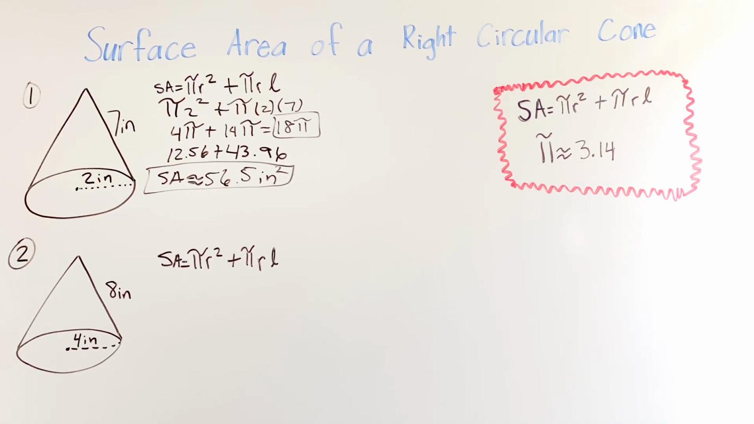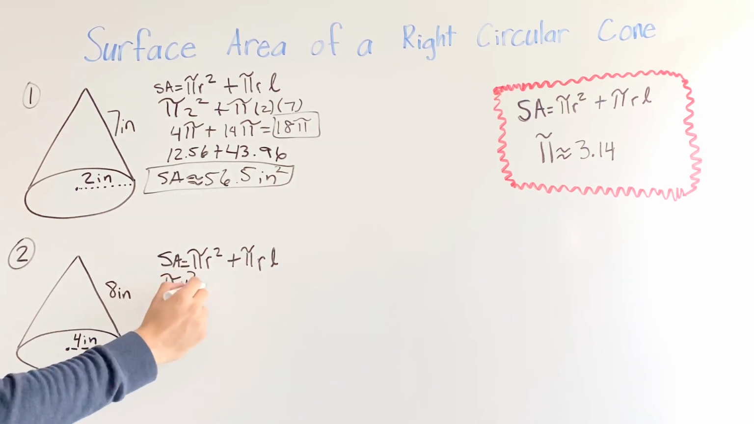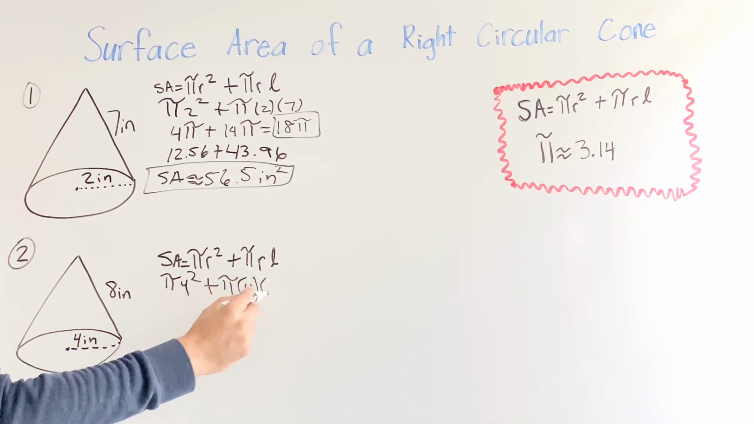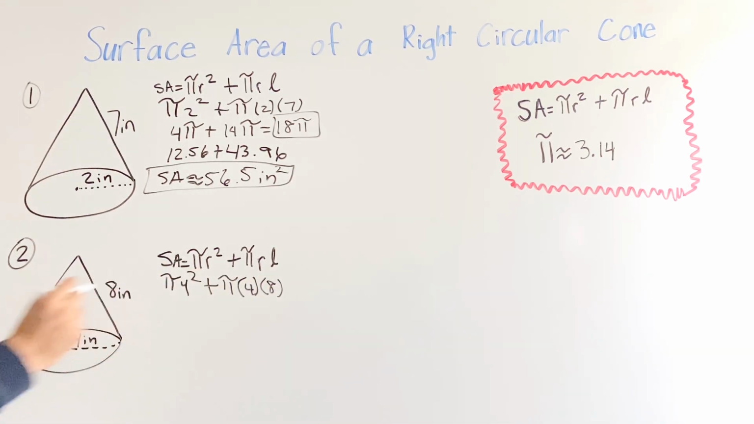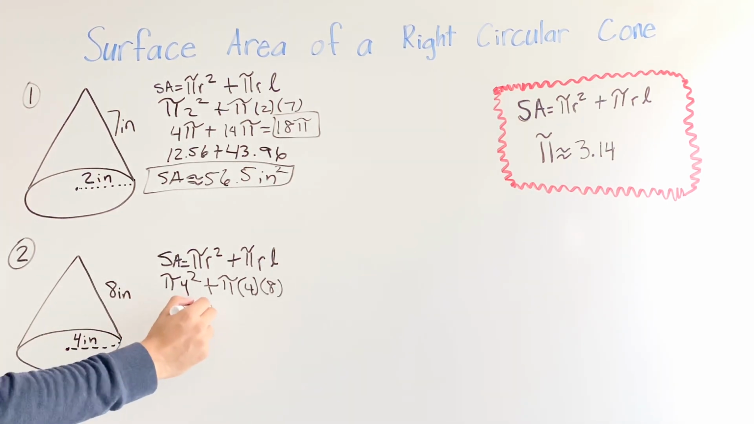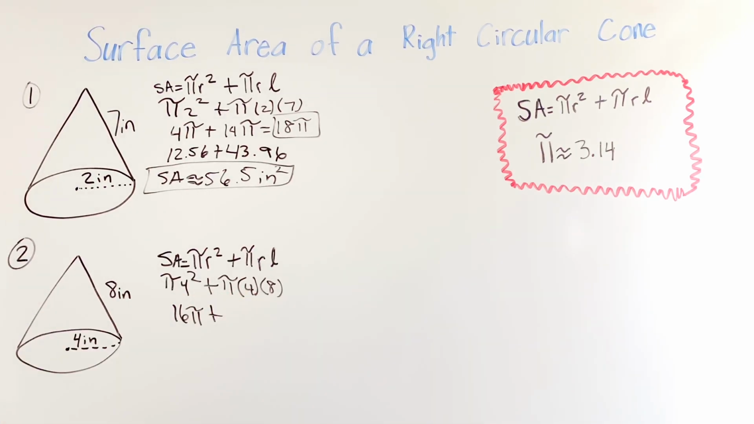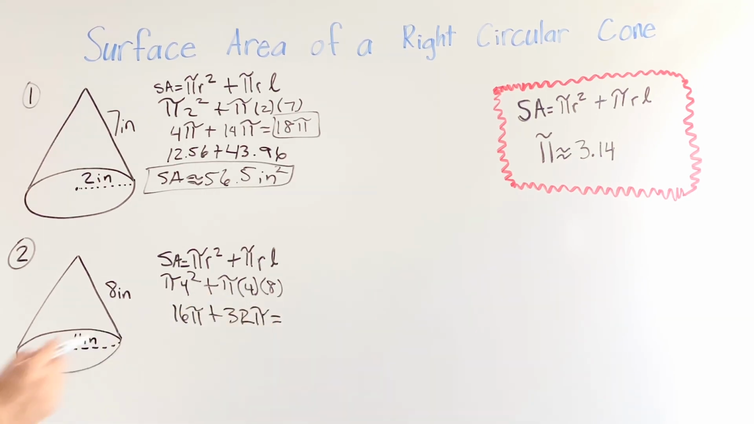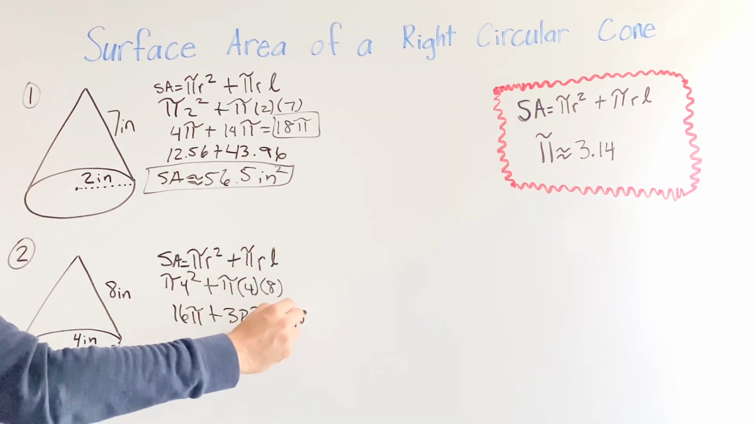Okay, on number 2, we do the same thing. We're just going to plug in our numbers. We have our pi, our radius squared, plus pi, radius times length. Our radius is going to be 4, and our length is going to be 8. So 4 squared is going to give us 16 pi plus 4 times 8 is going to give us 32 pi. And we can add 16 pi plus 32 pi, which gives us 48 pi.